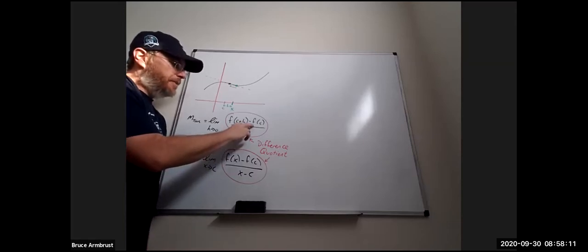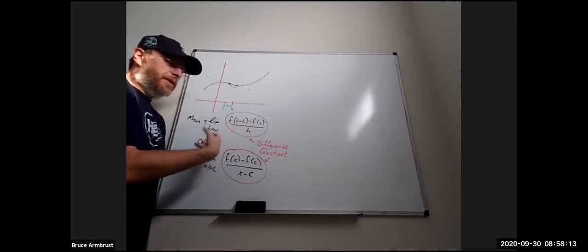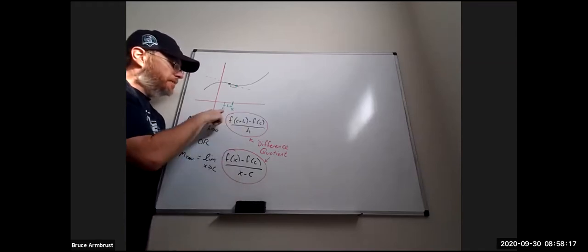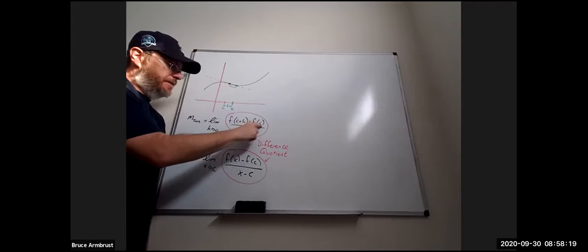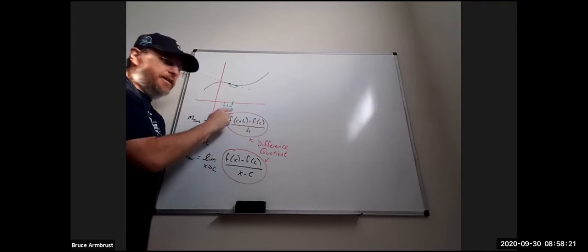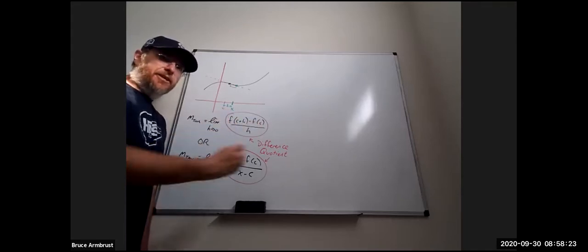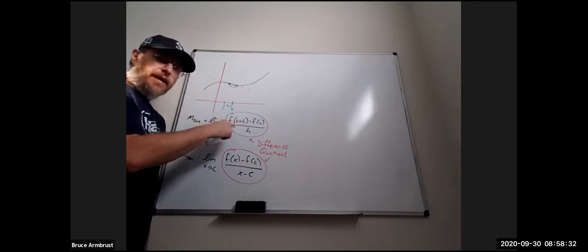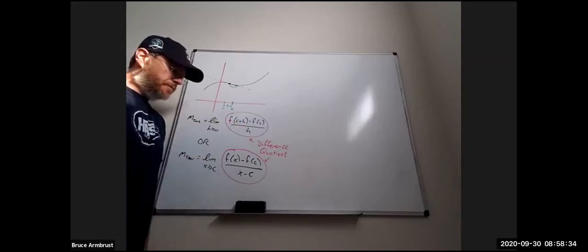And then on top, this is just the y coordinates, right? We get the y coordinates by plugging in our x's. The one is plugging in c, and the other one is c plus h, because again, h is telling me how far to go away from c. So that's that one. That's how that guy plays out.